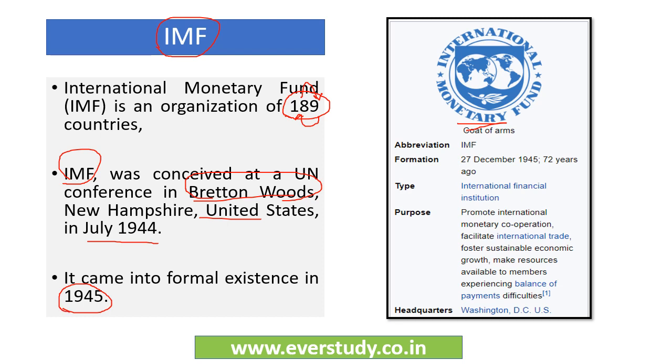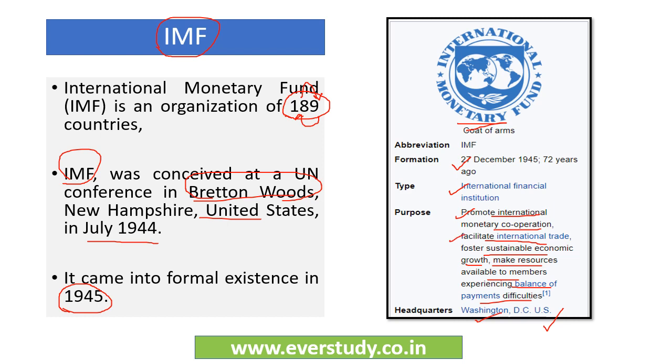So if you look at the different features of IMF, it is an international financial institution, and it was formed in 1945, though it was conceived in 1944, and its headquarters are situated in Washington DC, US. Its objective is to promote international monetary cooperation, facilitate international trade, foster sustainable economic growth, and make resources available to members who are having balance of payment difficulties. So these are the different objectives of IMF.